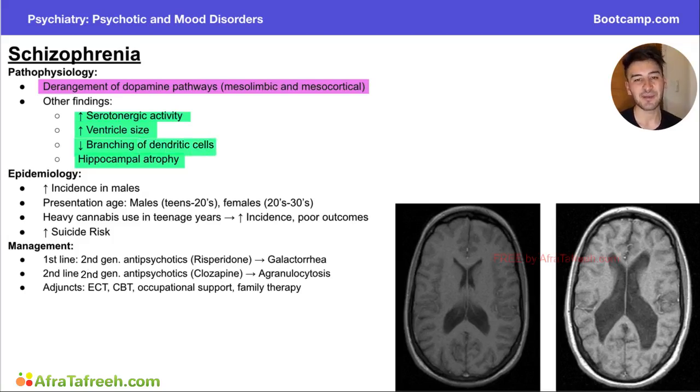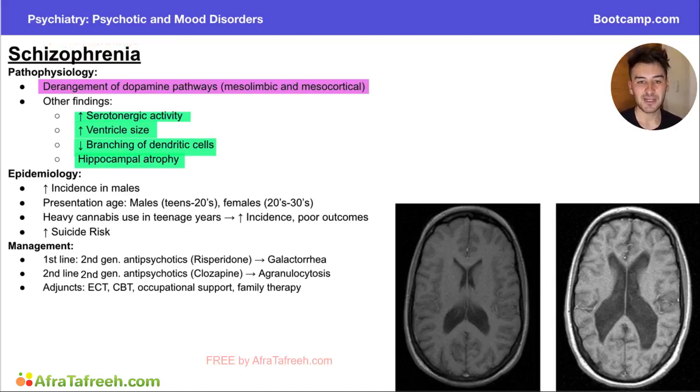And this makes sense to me because I think of schizophrenia as leading to a lot of cognitive decline, and I think of branching dendrites as really active and healthy for the brain. So when we have a decreased branching in these dendrites, it helps me remember that schizophrenia, especially the negative symptoms, are associated with cognitive decline.